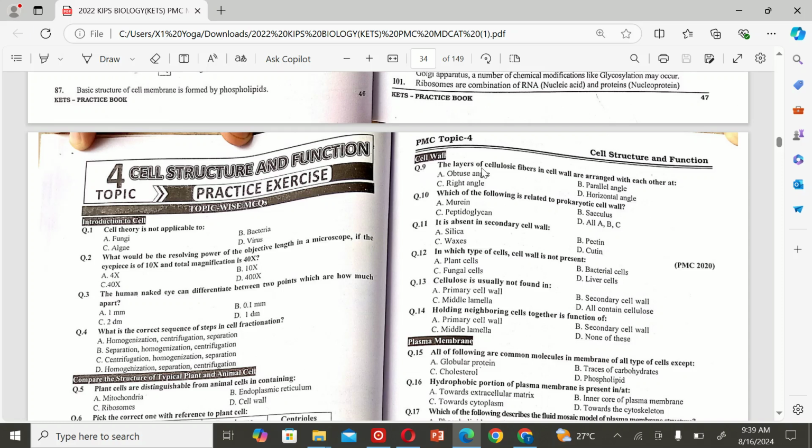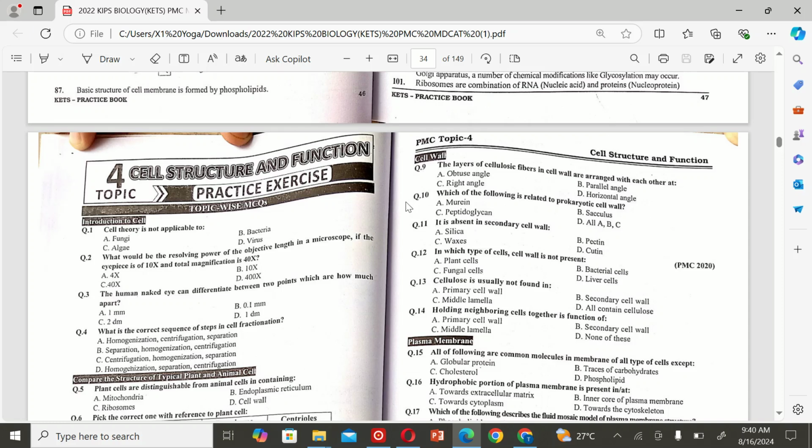The next MCQ is: the layers of cellulosic fibers in the cell wall are arranged with each other at A. obtuse angle, B. parallel angle, C. right angle, and D. horizontal angle. So the correct option is D.